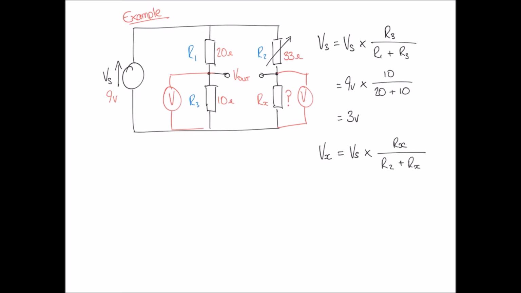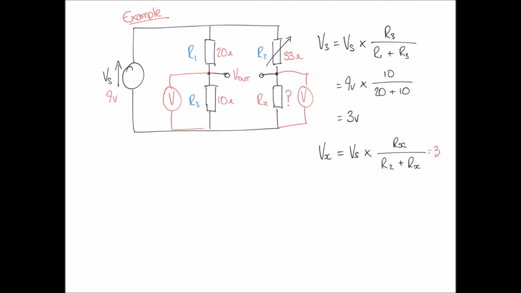Now, we know that we've managed to balance our circuit. We've balanced our circuit by adjusting the variable resistor until it has a resistance of 33 ohms. And so now our circuit is balanced. We know that we must have 3 volts on this side because we calculated that, 3 volts. And now that it's balanced, this must also be 3 volts. So I know that Vx is 3.